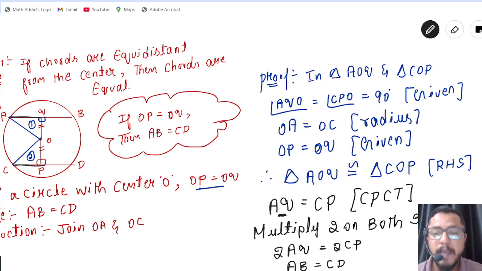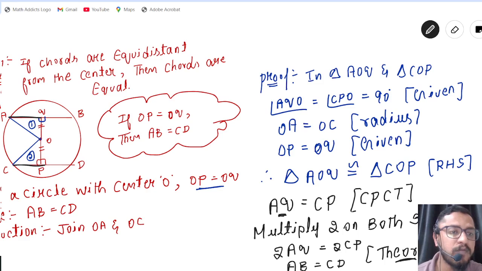Hence proved. But here you have to write the reason, which is Theorem 1. What does the theorem say? Theorem 1 says a line segment drawn from the center perpendicular to the chord bisects the chord. So I got AQ is equal to CP as my CPCT. From AQ, to get AB I have to multiply by 2 on both sides. 2 times AQ is AB. 2 times CP is CD. So hence the theorem is proved.